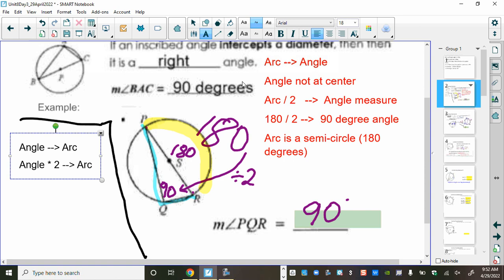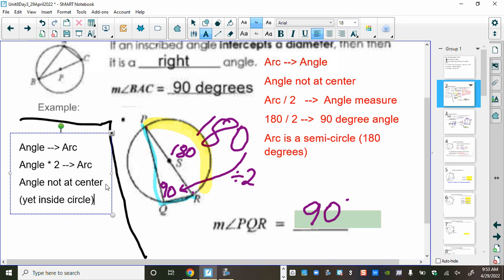So that's basically it. So arc to angle. Now remember, the angle cannot be at the center. But it's still inside the circle. Inside.